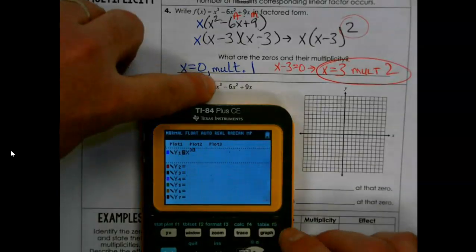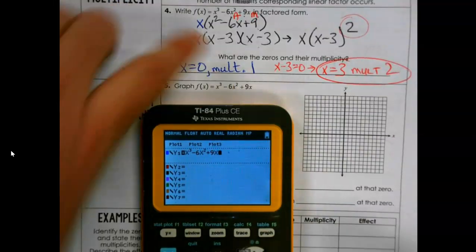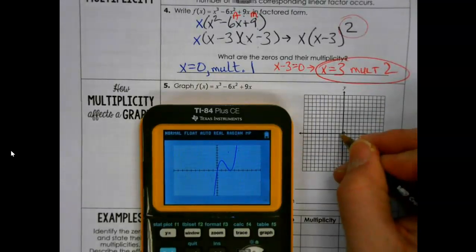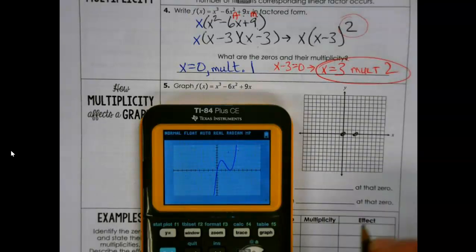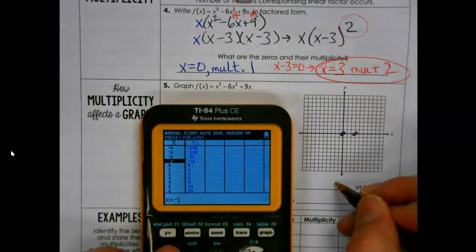So we got x to the third minus 6x squared plus 9x. We're going to take a peek at the graph. And now we're going to get to see the multiplicity at work. Because when I put my zeros in this time, and let's get a couple more points here. Let's see. Ooh, that's way down there.